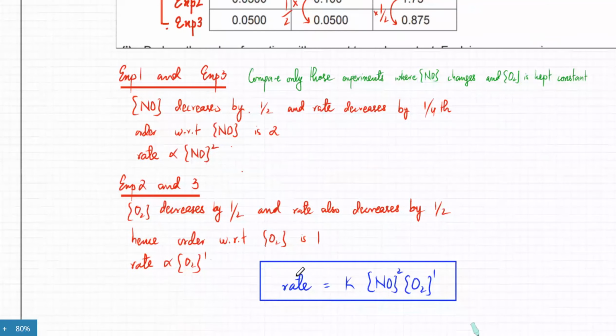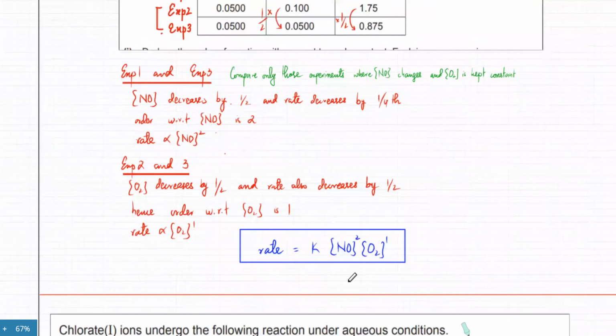लेकिन once you figure out the order, it's rate is proportional to NO's concentration squared and O2's concentration power 1. इसका मतलब है directly proportional इसके ऊपर है. K would come in when you get rid of the proportionality. ठीक है.